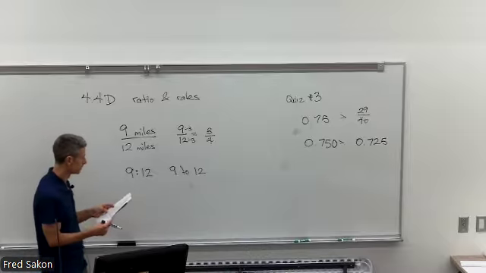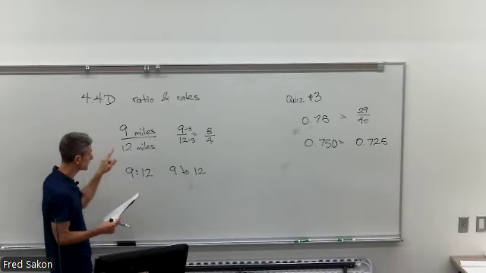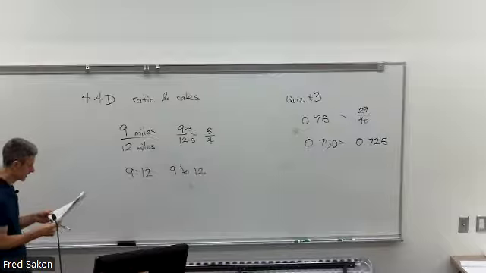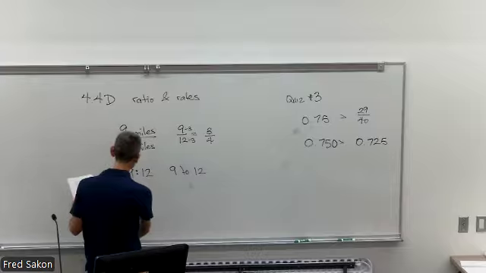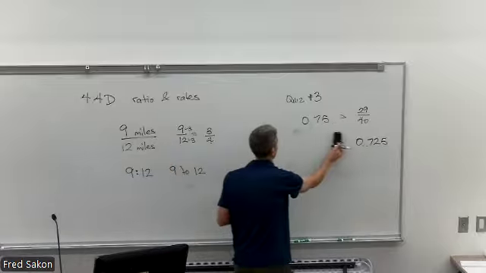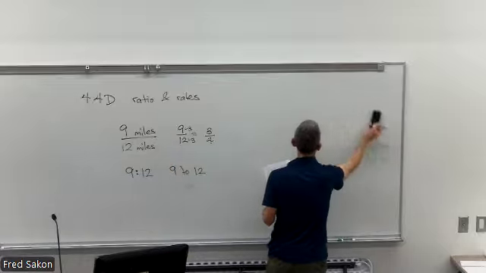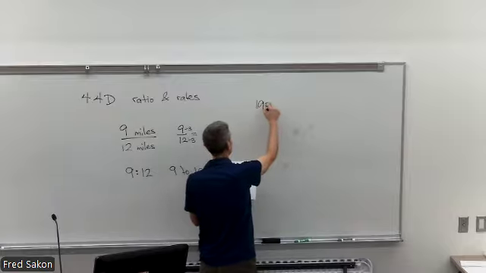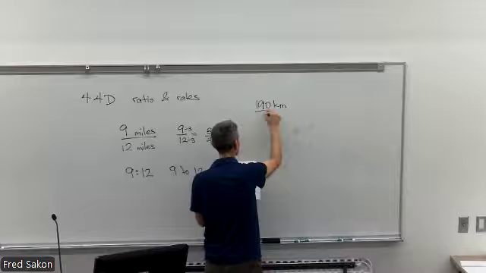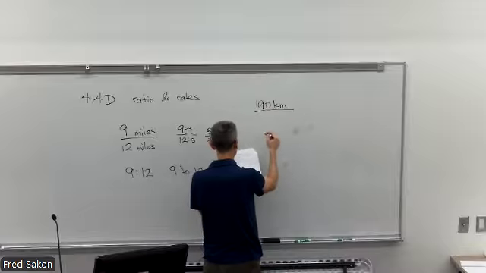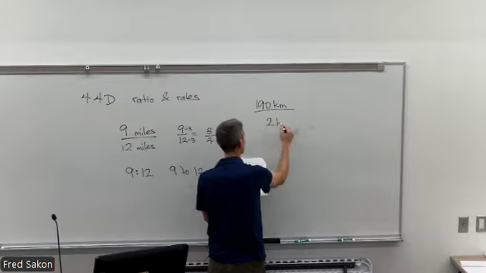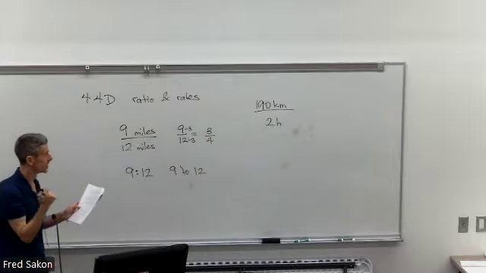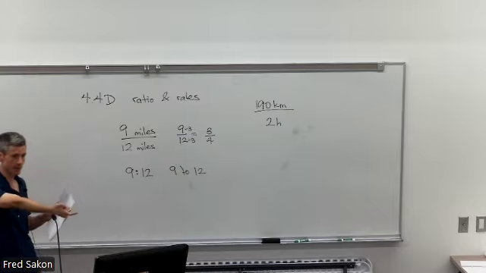Ratios are typically between same unit items. Rates, however, are typically between different unit items. For example, a rate of 190 kilometers per 2 hours. That's a rate of velocity, or how far we get in so much time.